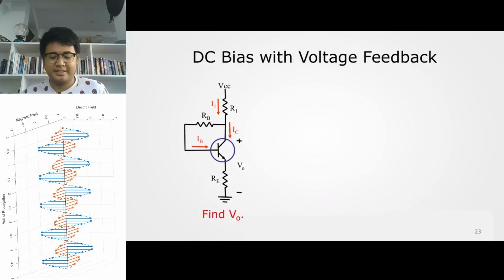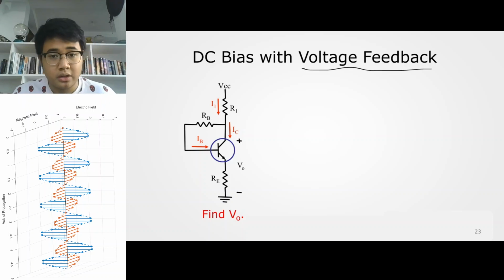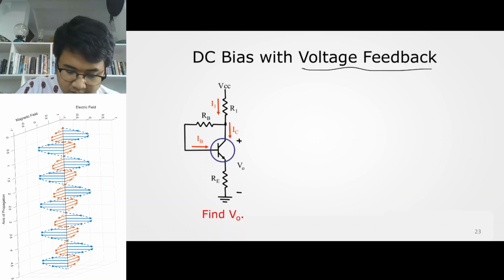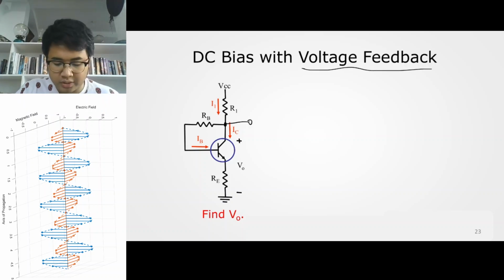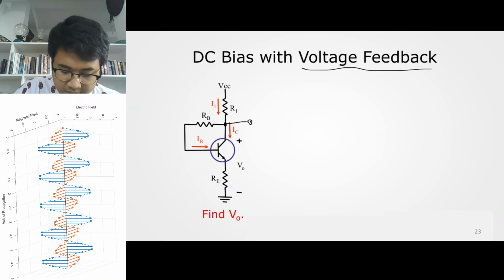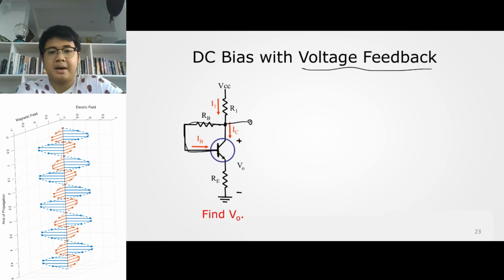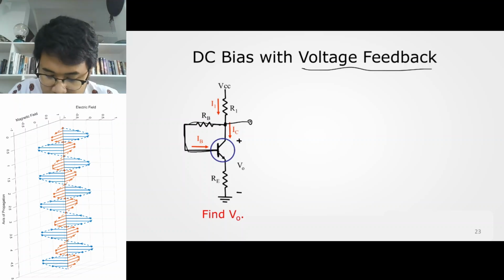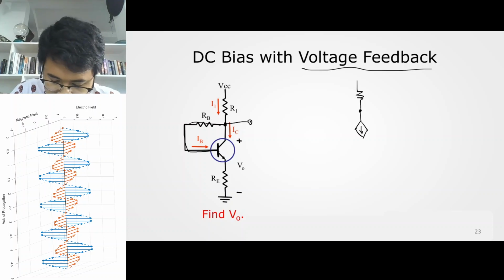Okay. So the last example for a biasing circuit is a DC bias with voltage feedback. It's called feedback because the output is measured here, as you can see, and it is being fed back to the base. That's why it's a DC bias with voltage feedback. And again, to analyze this, connect the equivalent circuit. An equivalent circuit of that would be this one.